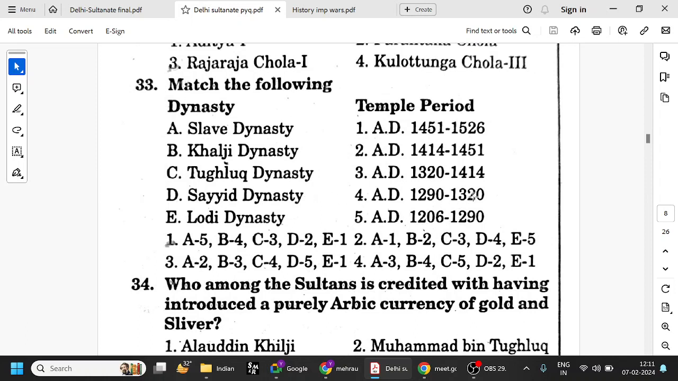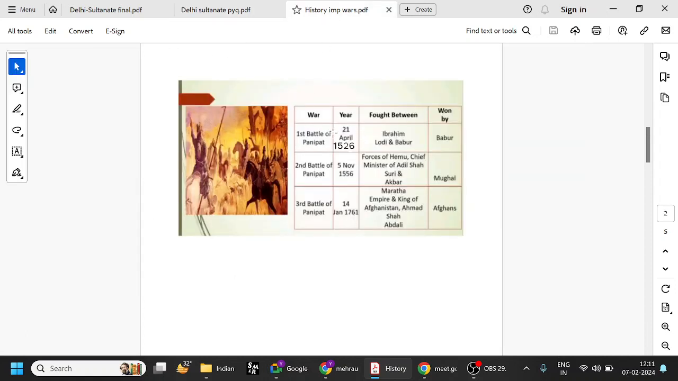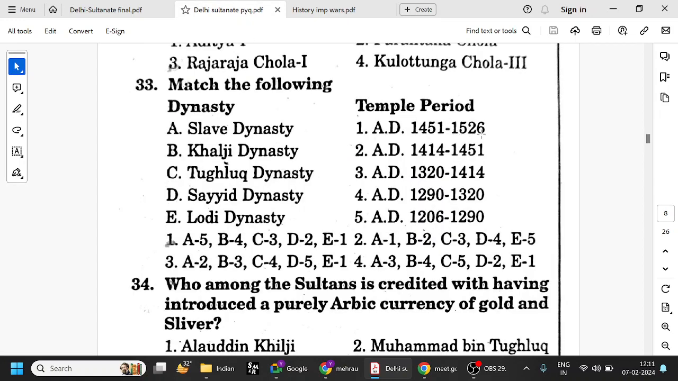1290 to 1320 will be the Khilji dynasty. 1322 to 1414 will be the Tughlaq dynasty. 1414 to 1451 will be the Sayyid dynasty. And 1526 is the Battle of Panipat. Very, very important. Very standard. The last Lodi ruler, Ibrahim Lodi, was defeated by Babur, and it resulted in the establishment of the Mughal Empire. So, very, very important: 1526, first Battle of Panipat.